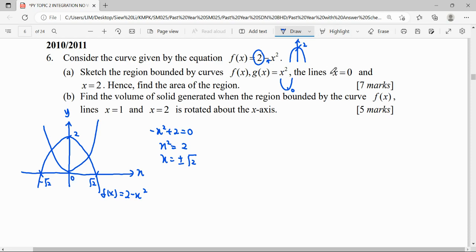Then we have to draw the line x equals 0, which is equivalent to our y-axis. And then x equals 2. So x equals 2 will be a line after this square root of 2, because square root of 2 is just 1.4 something. So it will be at this side. So this curve has to curve down.